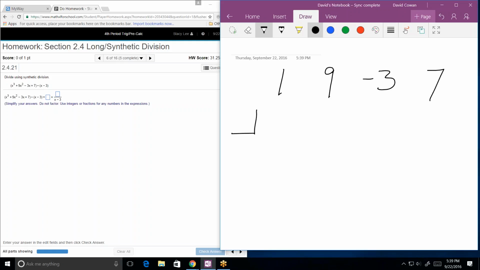Okay, so the first one is x squared. All right. I'll tell you what. Go ahead and do the synthetic division on your own. I'll do it on my own. You tell me what you get. We'll make sure we have the same answer. Okay.